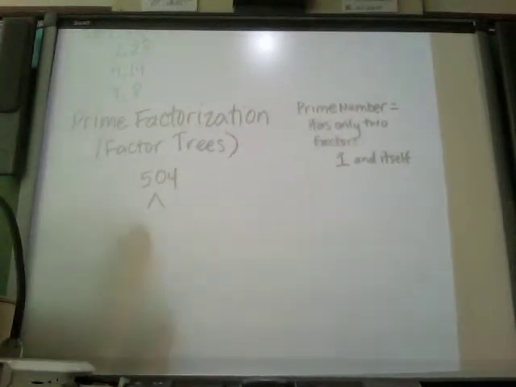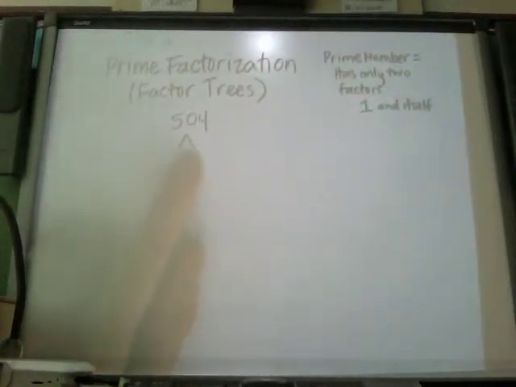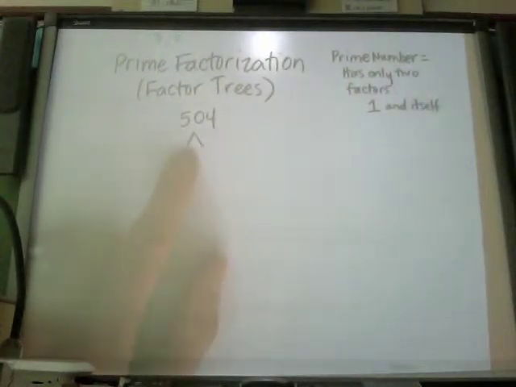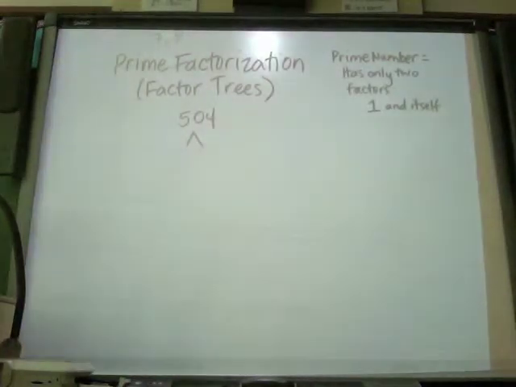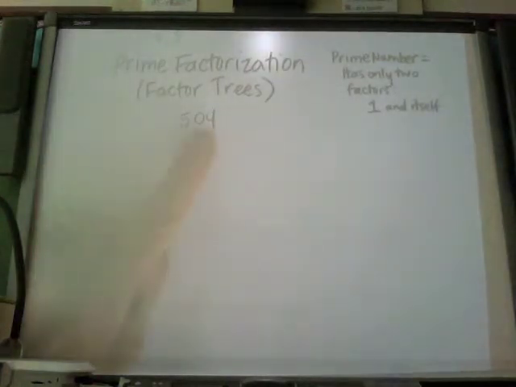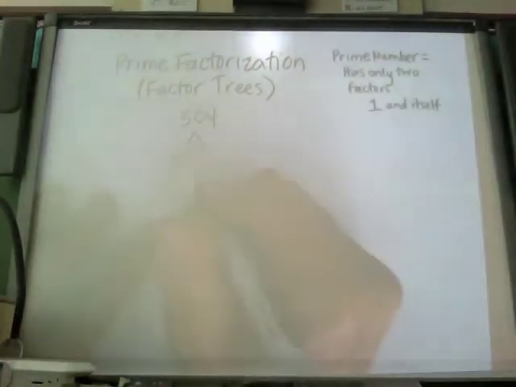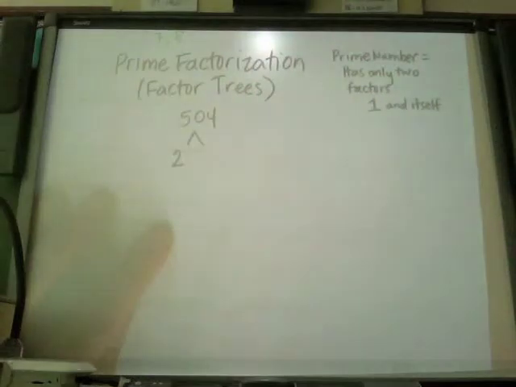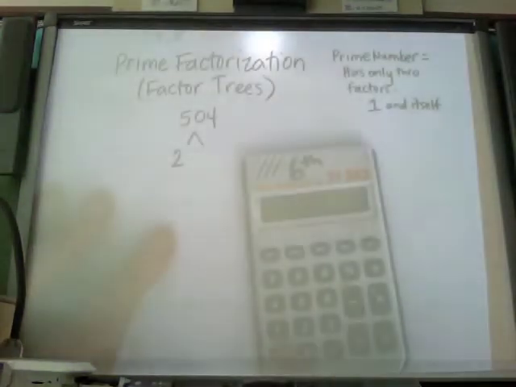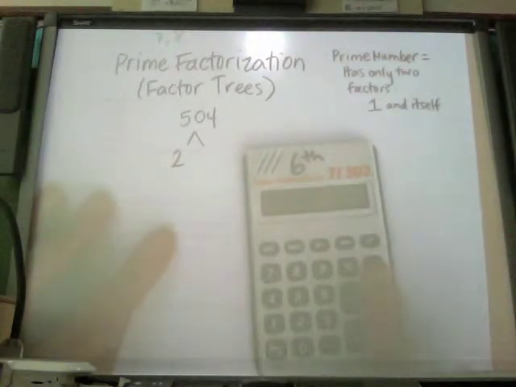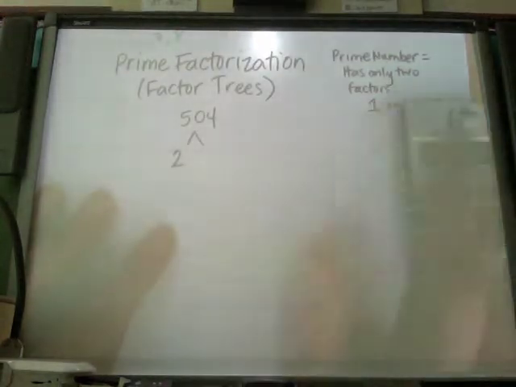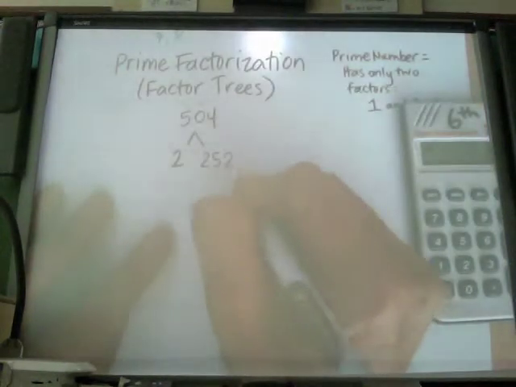Okay, so let's start with 504. We're going to factor it down until we just have prime numbers. I like to circle each prime number so that I don't forget it in my final answer. I don't expect you to know factors of 504. I expect you to be able to use the divisibility rules. So for example, easy, it ends in a 4. That means I know it will divide by 2. What's the other factor? Well, 504 divided by 2, and I get 252.